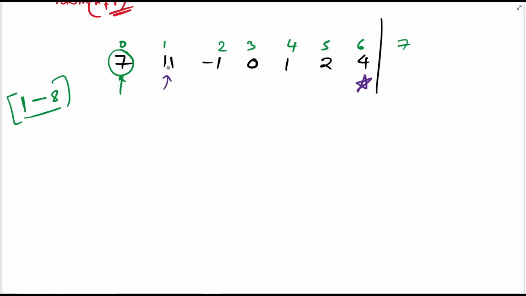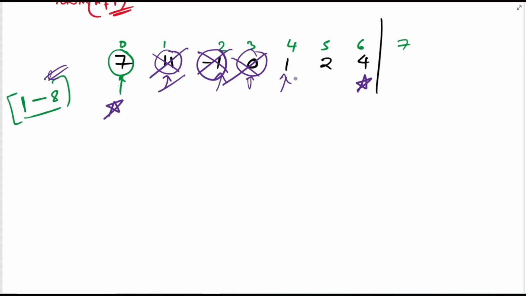Then just go to 11. Is 11 inside the range? No, 11 is a totally useless element. Ignore that and go ahead. Is minus 1 in the range? Ignore. 1 will claim this house. Go ahead. 2 will claim this house. Go ahead. 4 will claim this house.